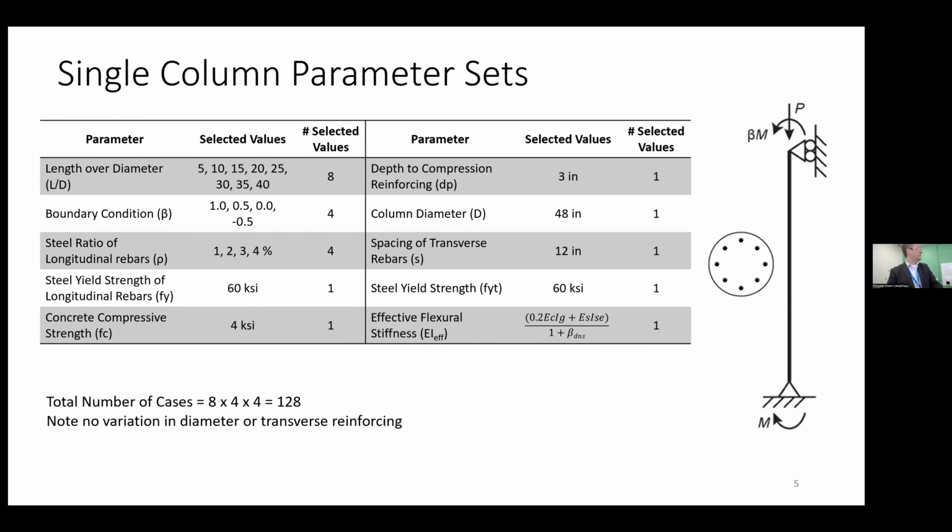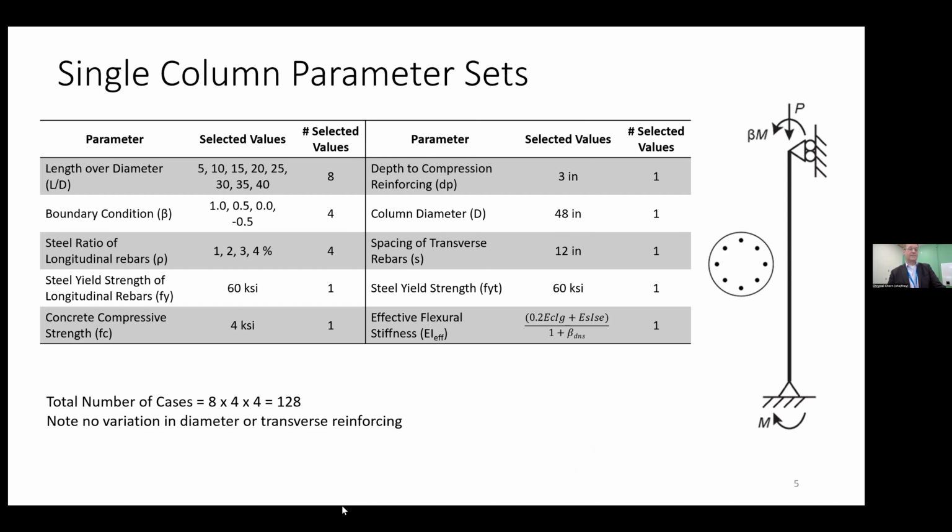Okay, so to start looking at, let me see if I can move this. Well, that's a column over there with a circular cross section. Right? But we're looking at some single column parameter tests, and after talking with Caltrans, including Sharon and Fawad and a couple other bridge engineers, we decided to look at L over D ratios between 5 and 40. Okay, different boundary conditions for this initial non-sway condition.